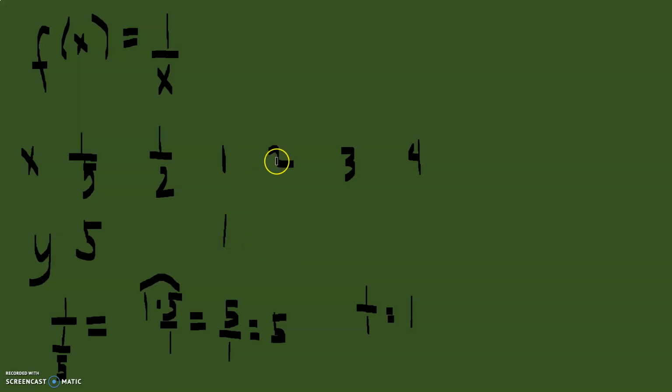Here, if the value of x is 2, just substitute. So that will become 1/2. Am I clear? Again, I am just presenting to you how to complete the table of values.